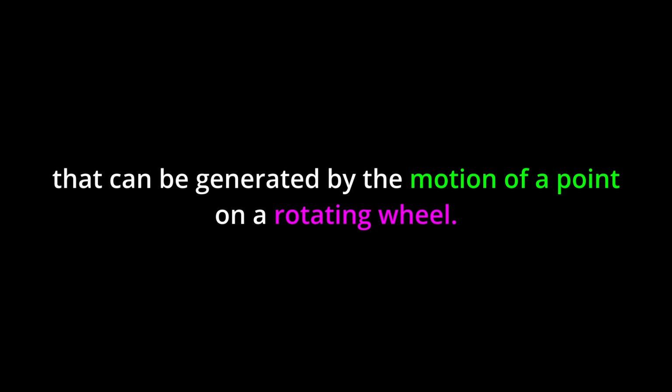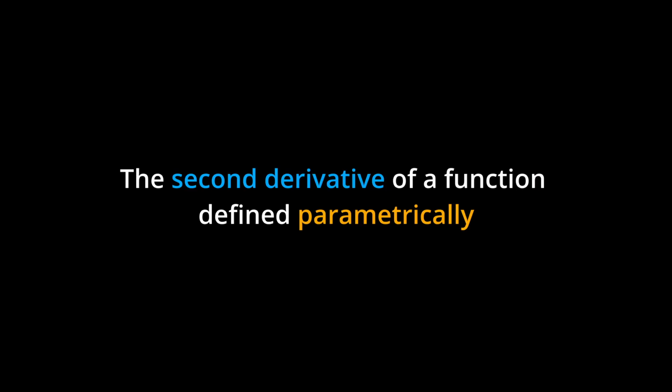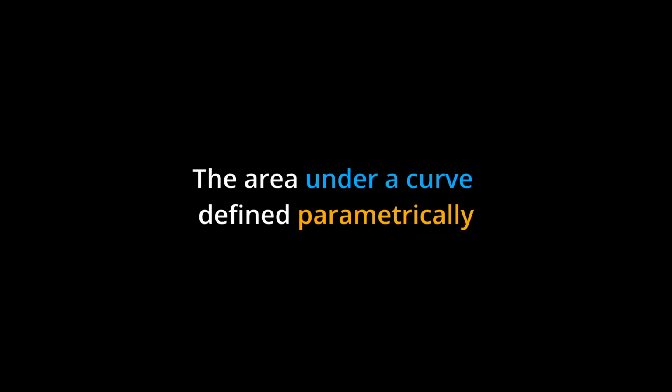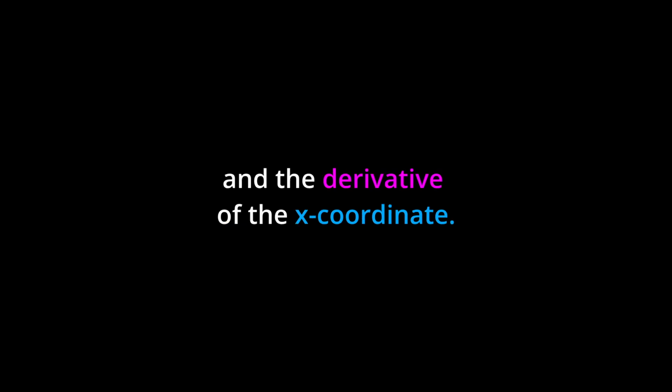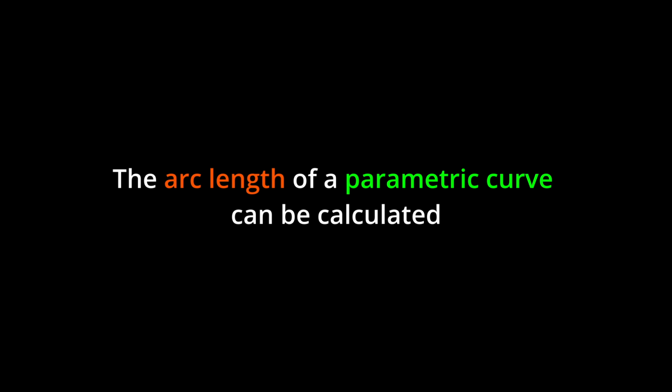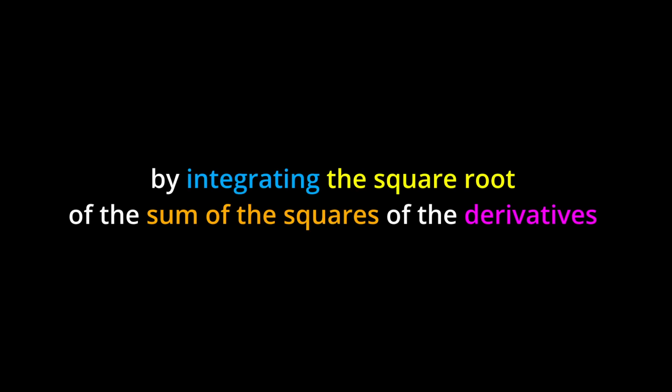on a rotating wheel. The second derivative of a function, defined parametrically, can be calculated using the chain rule. The area under a curve, defined parametrically, can be found by integrating the product of the y-coordinate and the derivative of the x-coordinate. The arc length of a parametric curve can be calculated by integrating the square root of the sum of the squares of the derivatives of the x and y coordinates.